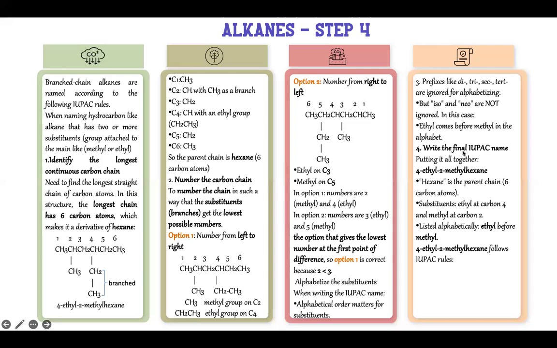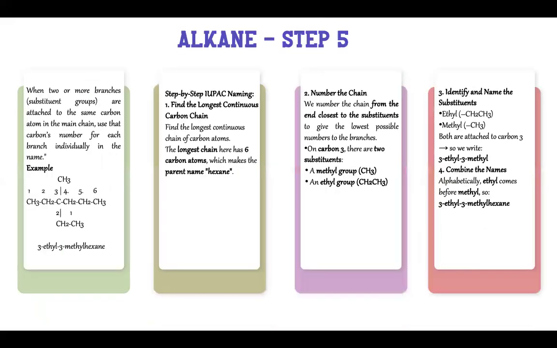So when you write the final IUPAC name, putting it all together, you get the name 4-ethyl-2-methylhexane. Hexane is the parent chain, which consists of 6 carbon atoms, with the substituent ethyl at carbon 4 and methyl at carbon 2, listed alphabetically, ethyl before methyl. And 4-ethyl-2-methylhexane follows the IUPAC rules. And then refer to step number 5.